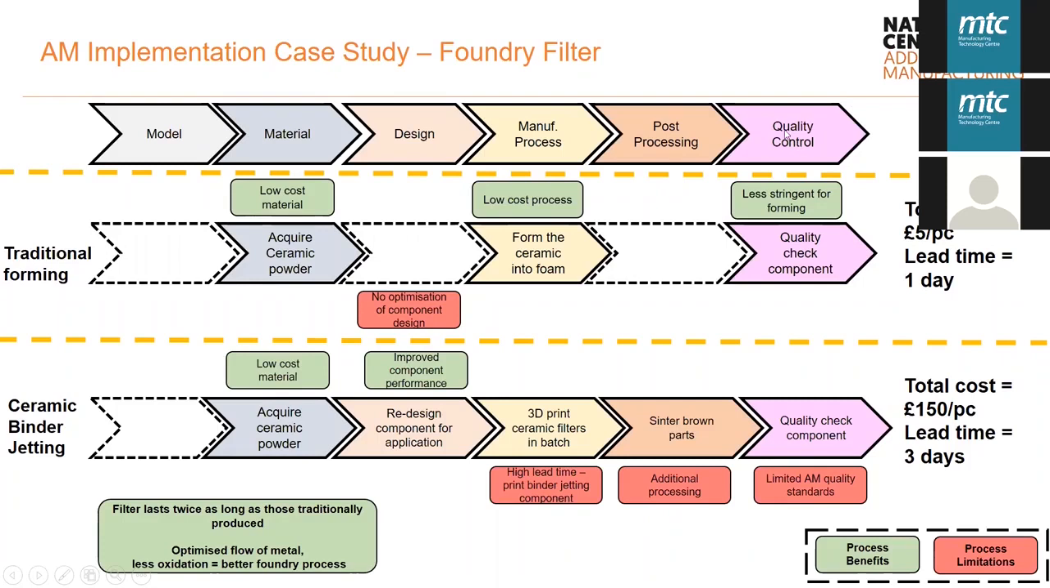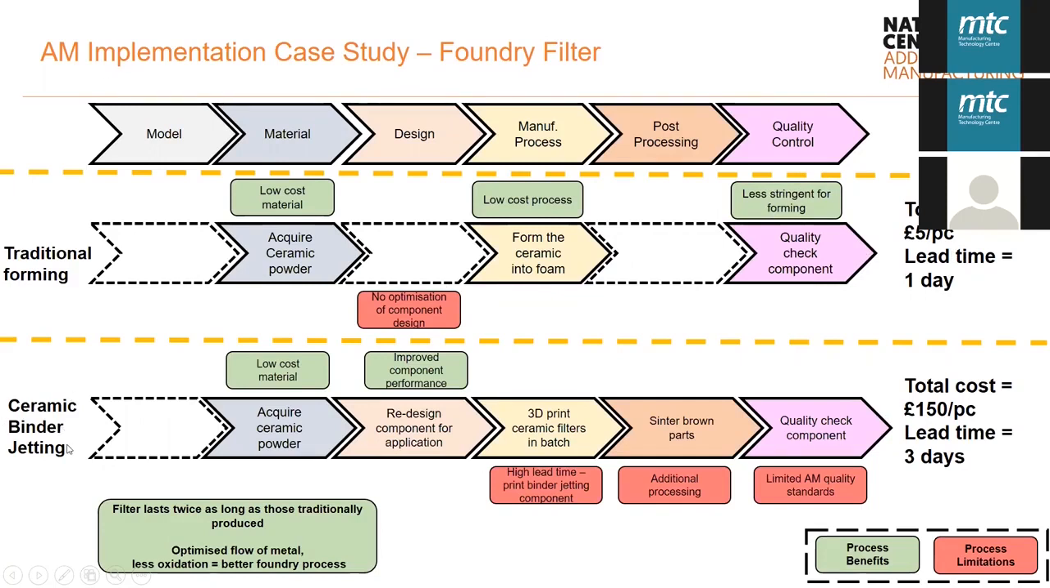So with the traditional forming method, we acquired a ceramic material. There was no design, so here I've got process benefits and limitations. The benefit of acquiring the ceramic powder was that it was low cost. The limitation was that there was actually no optimization of the component done. We formed the ceramic into a foam, which again is a low cost process. That's a benefit. And the quality check of the component was done to conventional standards, which is a benefit because it's less stringent for forming. Now that cost me £5 a part and a lead time of 1 day.